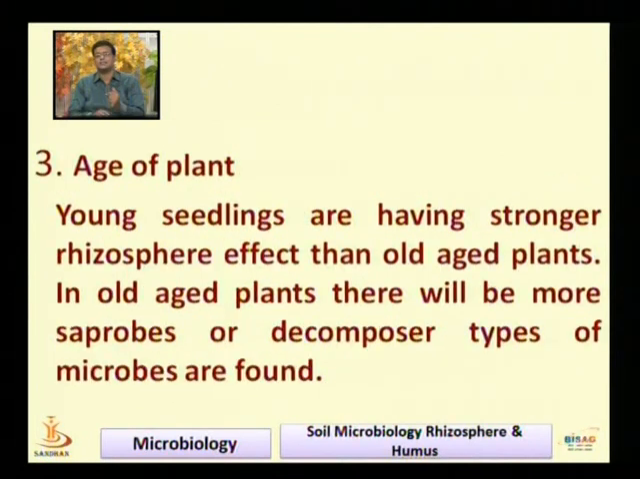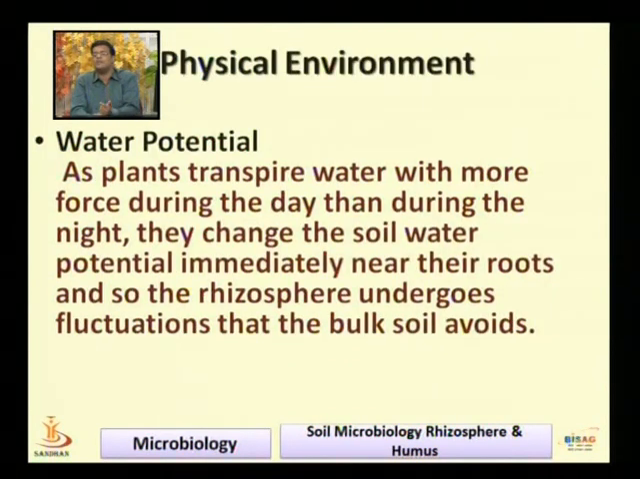And the third factor is called age of plant. Usually young seedlings have a positive effect on rhizospheric microbial flora as compared to old plants. Old plants usually support the growth of saprophytic organisms, while young seedlings have all their metabolic processes fast and active, so they have more prominent secretions and exudations, and that ultimately leads to the growth of microorganisms in this area. This is some of the physical environment of the rhizosphere.